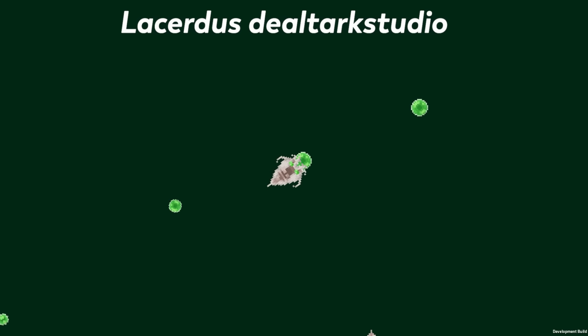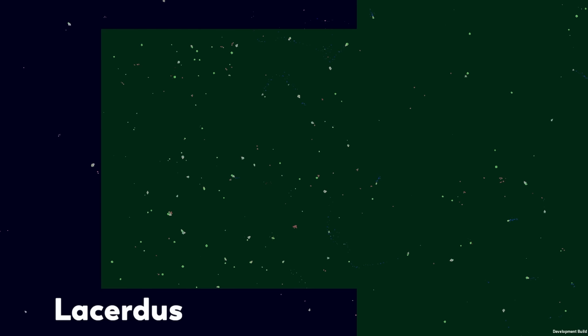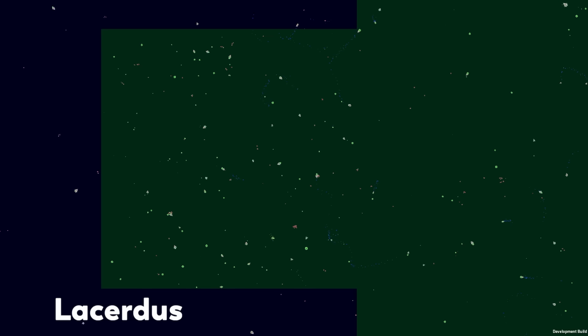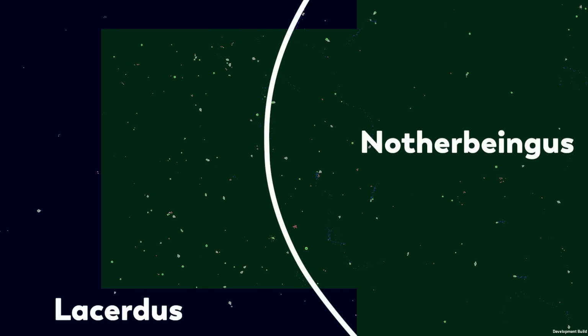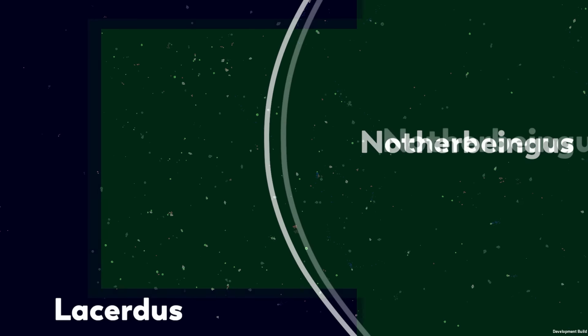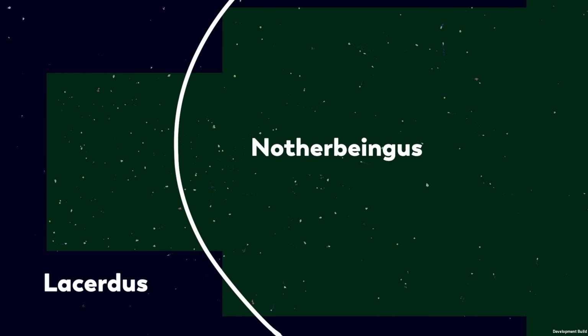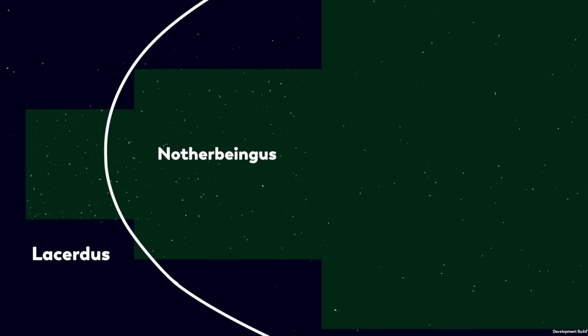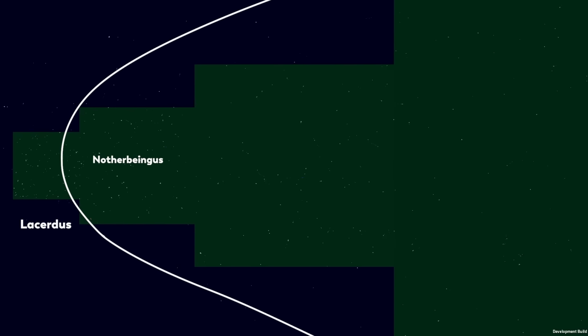Lesordus is holding on to the densest region for dear life, not even controlling its totality. Notorbingus has spread to control more than 95% of the fertile areas, which is easily seen as they use blue pheromones to delimitate their territory.